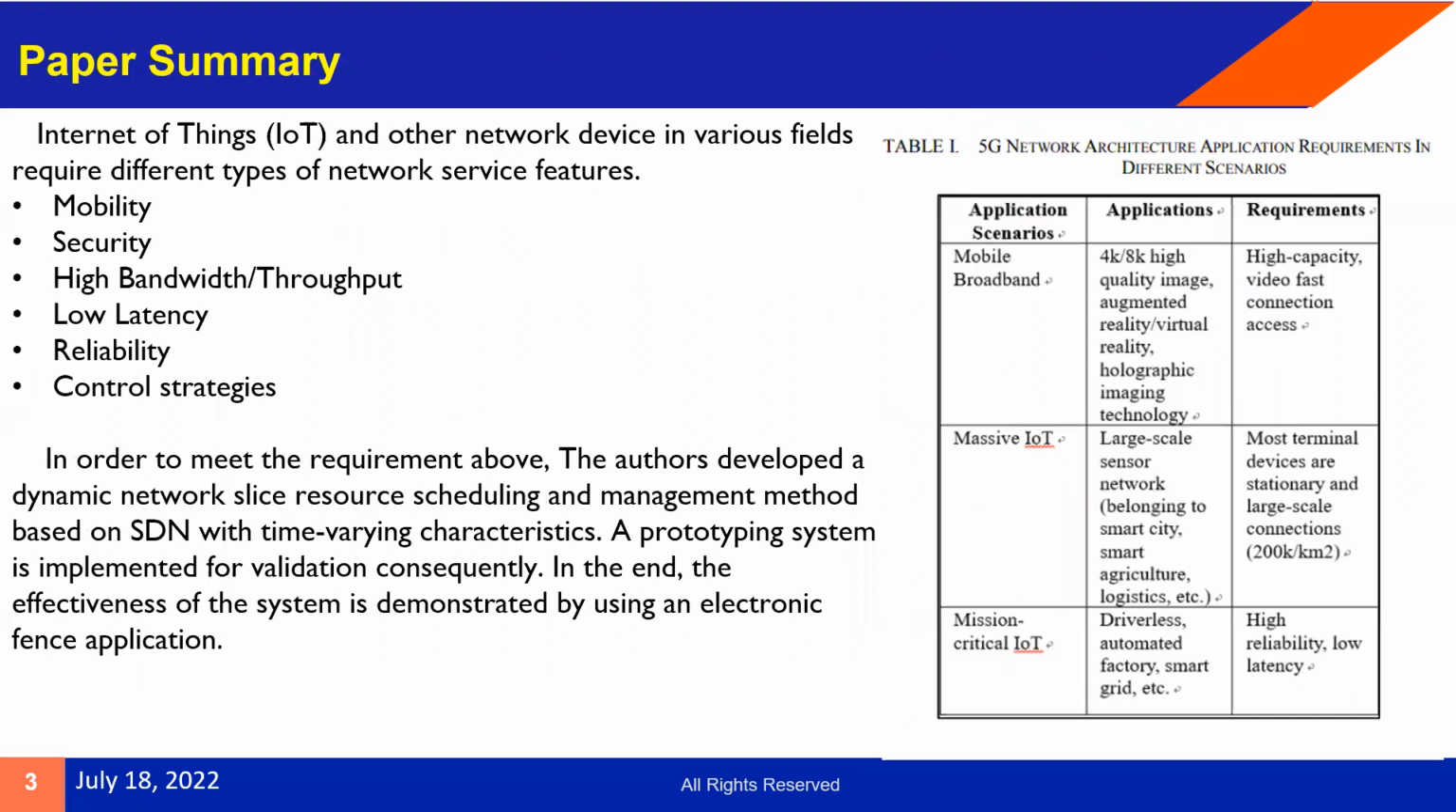Next page, Michael, please. So I'm Michael, and this is going to be an overall paper summary. Basically, IoT devices and other network devices in various fields will require many different types of network service features, such as mobility, security, high bandwidth or throughput, low latency, reliability, control strategies, and that's just to name a few. There's a billion different permutations that any one device could need over another.